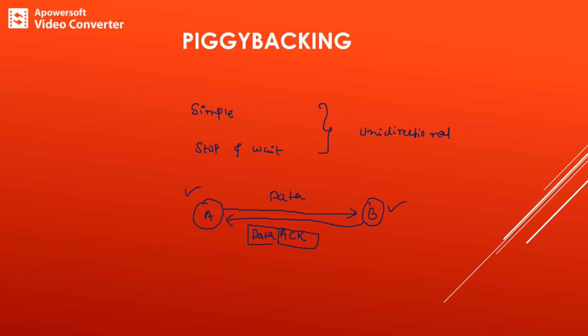Along with the acknowledgement, suppose node B has some data to send to node A, it can add the data along with the acknowledgement. But since this kind of bidirectional communication is complex, it is not in common practice.